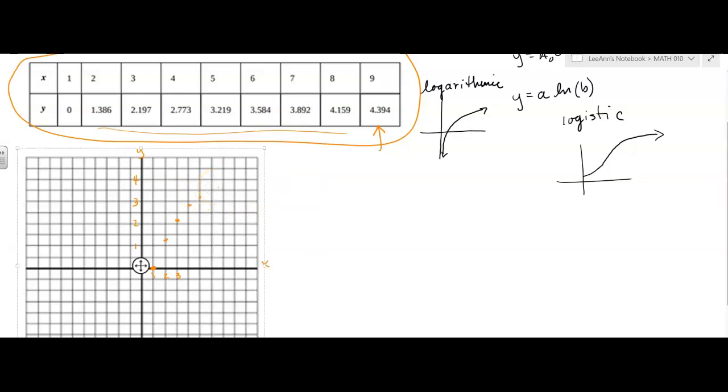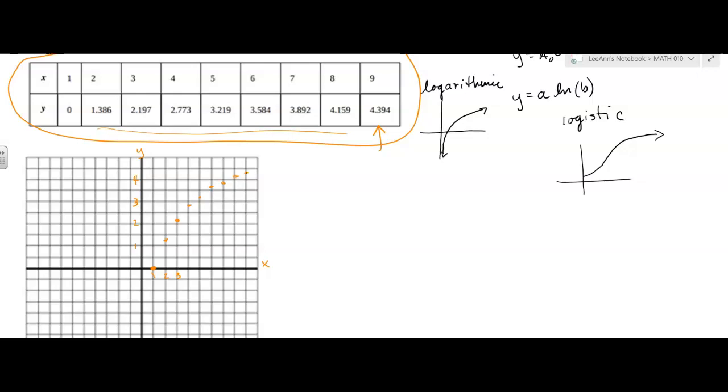Oops. That always happens. 7, getting closer to 4 there. And then 8 was just over 4. And 9 is about there, 4.3, 4.4. So those are the ordered pairs that we have. That's the data we have.